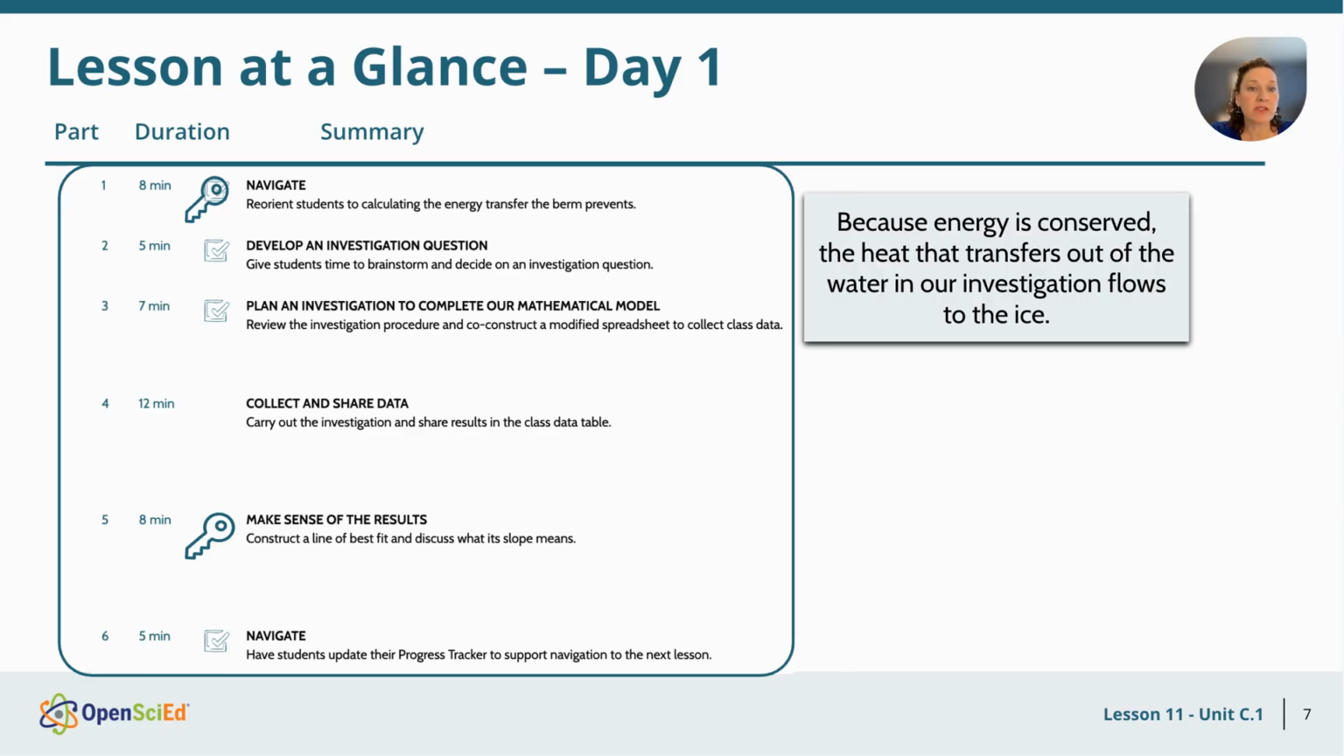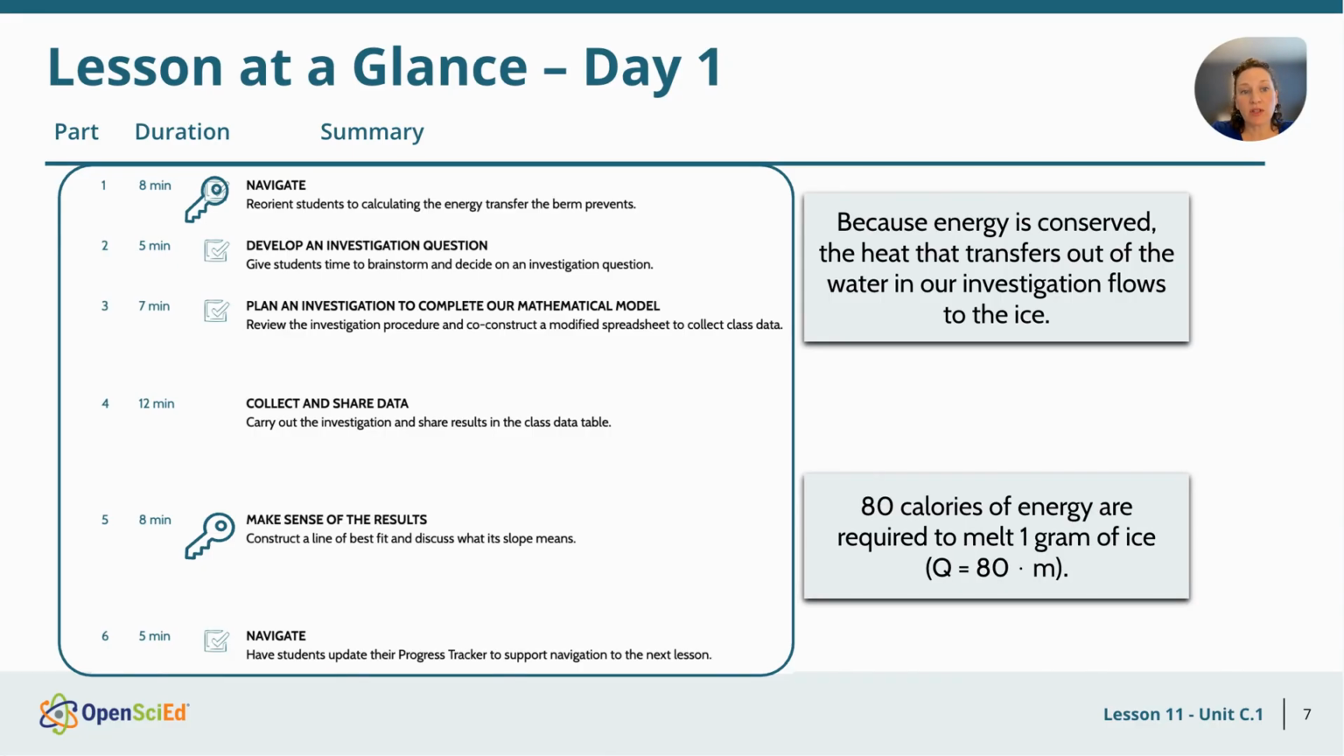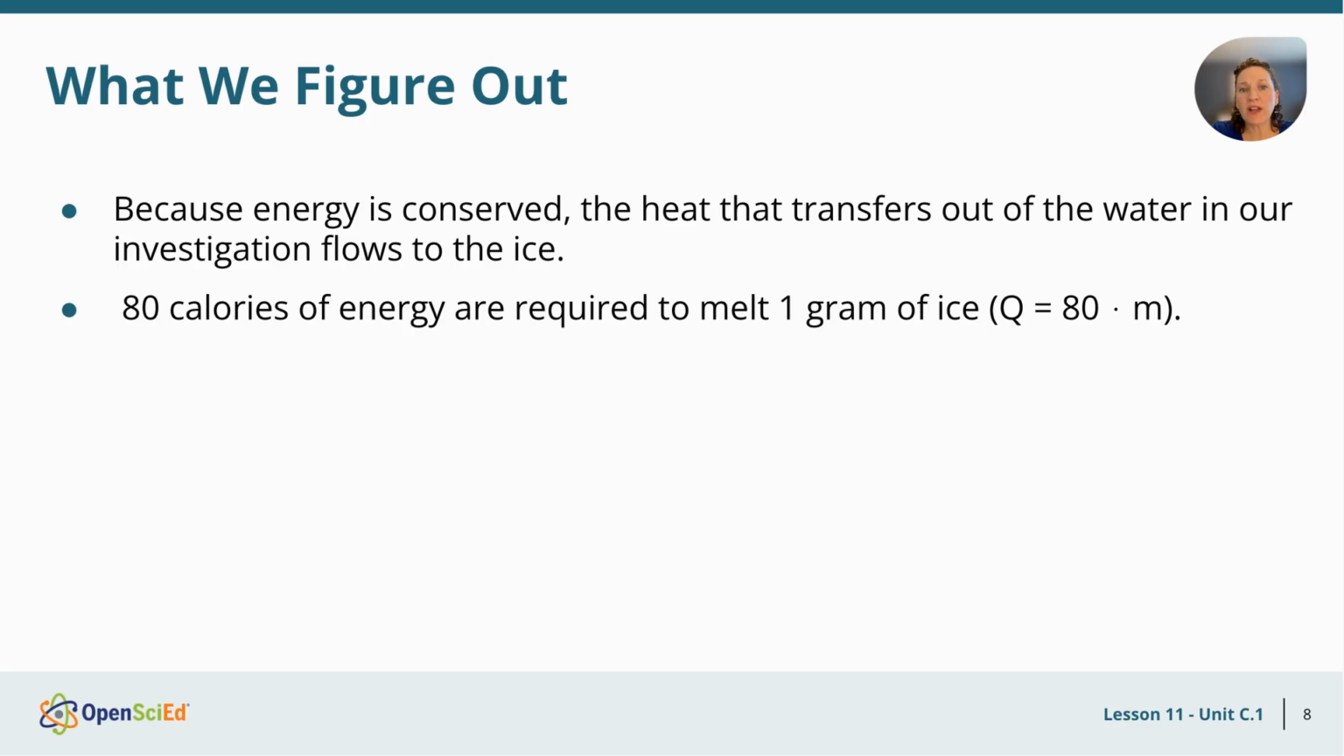We figure out from the slope of a best fit line of the data that 80 calories of energy are required to melt 1 gram of ice. We now have the information that we need to figure out how much energy transfer a berm prevents as we consider the berm proposed solution. We figured out that because energy is conserved, the heat transfers out of the water from the investigation and flows into our ice. And we also figured out that 80 calories of energy are required to melt 1 gram of ice, Q equals 80M.